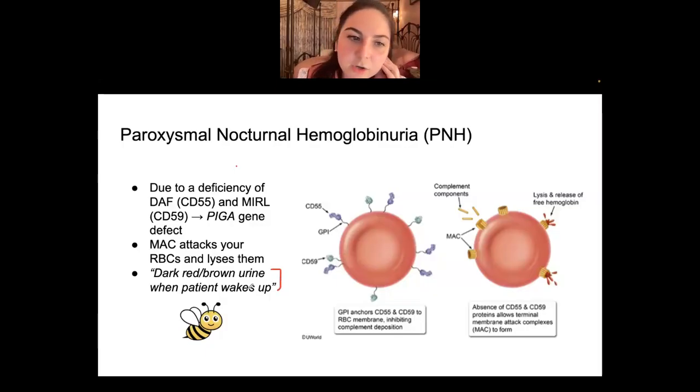And here's how they're going to describe it in a vignette. They're not going to say the patient has hemoglobinuria. They're going to say the patient wakes up and sees dark red or brown urine only when they wake up, and then it's fine the rest of the day. So that's your buzzword for hemoglobinuria, like nocturnal hemoglobinuria.